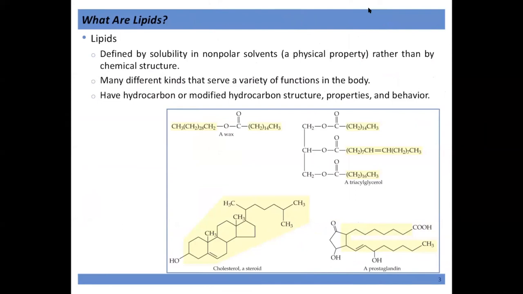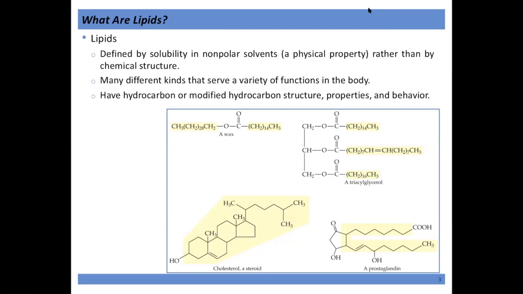Now, lipids are the last class of biological molecules that we'll look at, but they are different than the previous ones, the nucleic acids, the amino acids or proteins, and the carbohydrates. These aren't defined by a given structure. They're actually defined by a physical property, their solubility in a non-polar solvent. So there's actually many different kinds of lipids. They serve a variety of functions in and on the body.